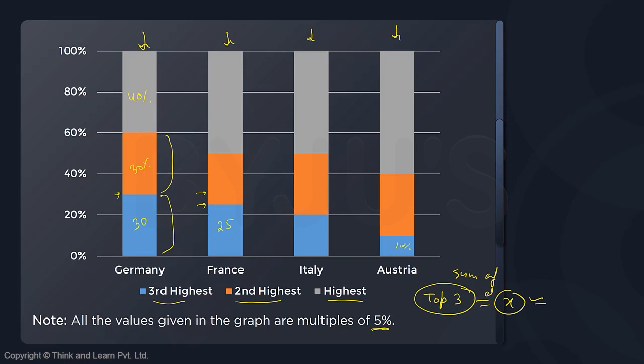For example, when you see France, this is also 25. Like this is 30, this is 30. So out of the 5 products, any 2 can be same also. Not necessarily that second highest will be more than third highest and highest will be highest among them. Okay. All right.